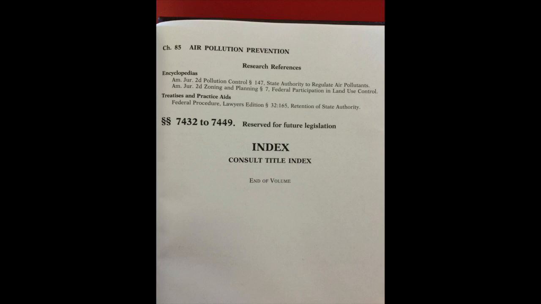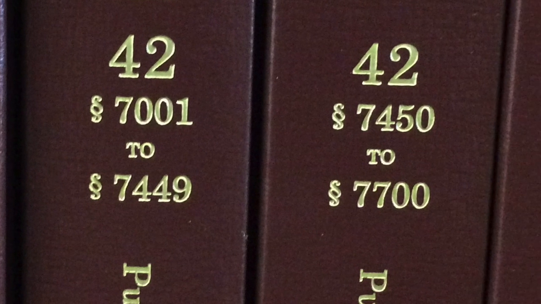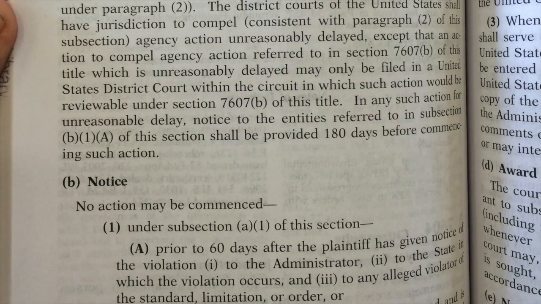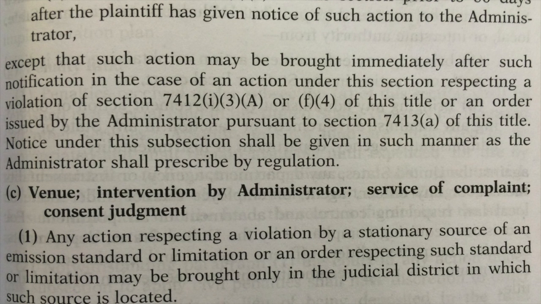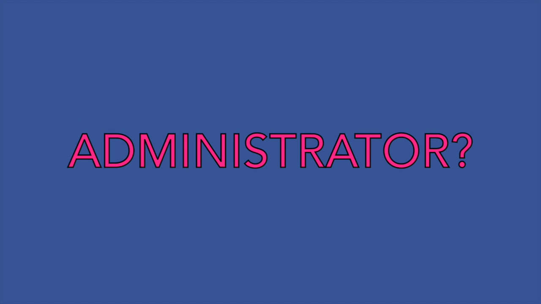Our book ends at Section 7430, so we must go to the next one. In the next book, you'll go directly to Section 7604 and look through it. You'll see that Section B governs notice. At the end of Section B, you see that notice under this subsection shall be given in such manner as the administrator shall prescribe by regulation. This language begs the question, who is the administrator?